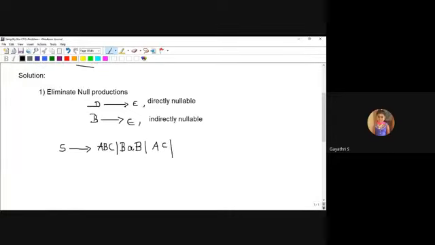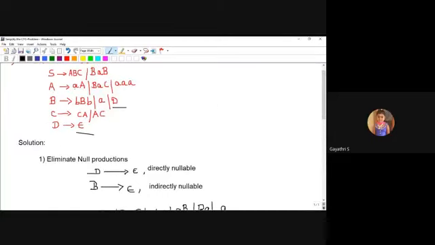Next, the second production, BAB. In the place of the first B, if I put epsilon, the remaining production is AB. In the place of the last B, if I put epsilon, the remaining production is BA. Replacing epsilon for both B's, the remaining production is A only. This is the actual method. So the productions for S are over.